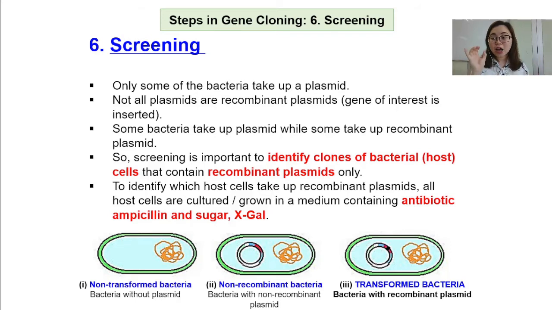Because like I said, some of the plasmids are successful and become recombinant plasmids, but some of them will be unsuccessful and may contain useless DNA. So only some of the bacteria may take up a plasmid. Not all the plasmids are recombinant plasmids. So some bacteria will take up plasmid while some will take up recombinant plasmid. The screening is important to identify clones of bacterial cells that contain recombinant plasmids only.